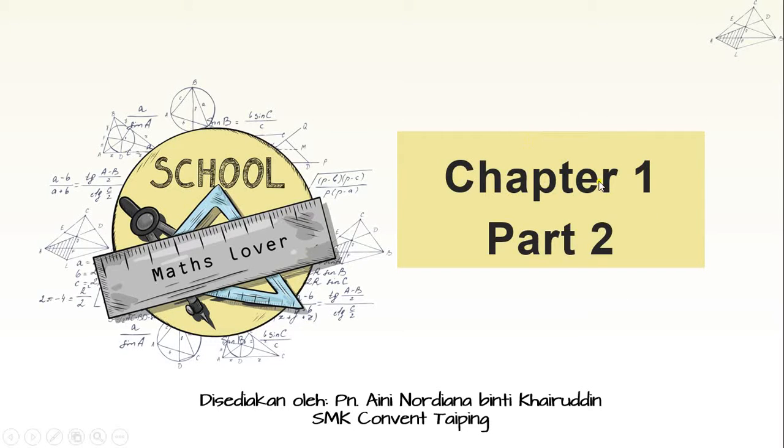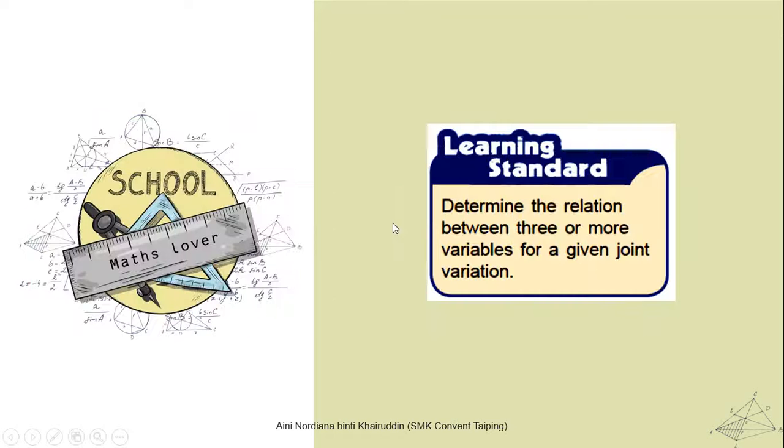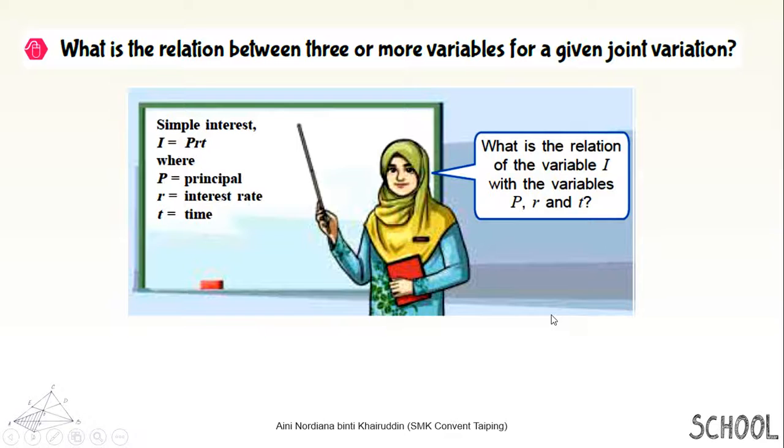I will discuss Chapter 1, KSSM Form 5, Variation Part 2. Okay, still in direct variation. Our learning standard for this video is to determine the relation between three or more variables for a given joint variation. Previously, we have learned only two variables. So for this video, we will discuss three or more variables. What is the relation between three or more variables for a given joint variation?